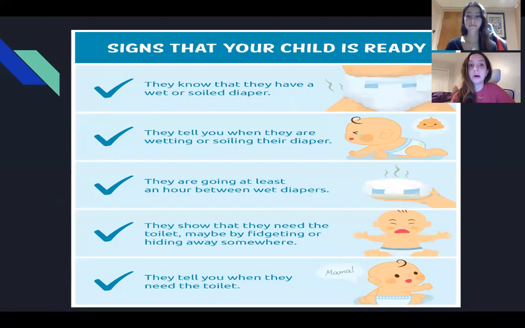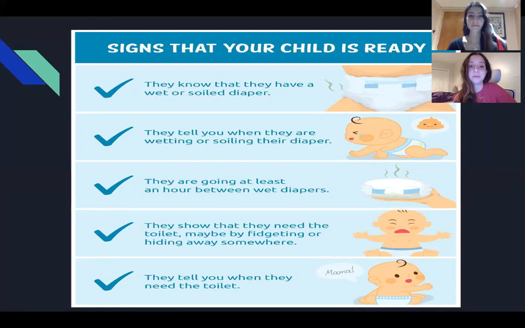And so, as I just mentioned, here are some signs that the child will be ready to be toilet trained, such as knowing that they have a wet or soiled diaper. They'll tell you when they are wetting or soiling their diaper. They're going at least an hour between wet diapers. They'll show that they need to use the toilet. They'll be fidgeting somewhere or hiding away, and they'll tell you when they need the toilet.